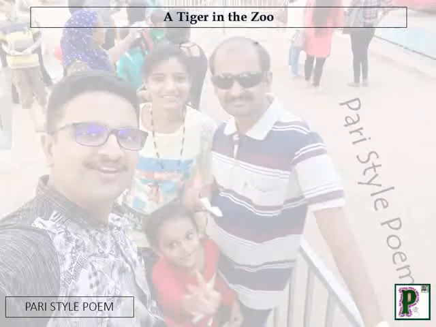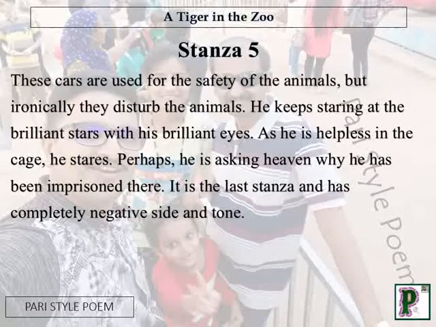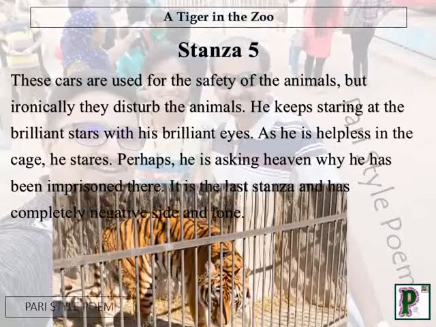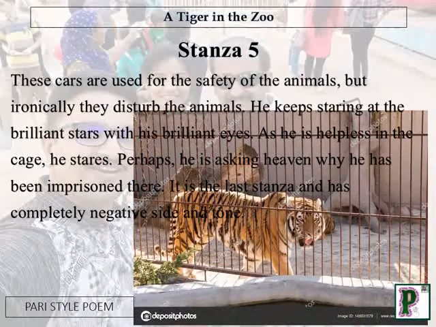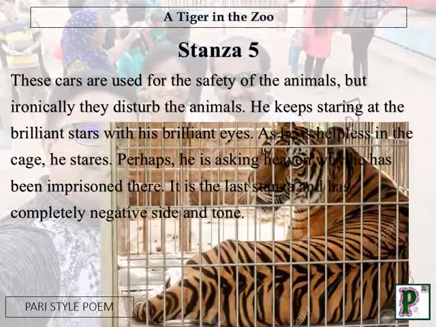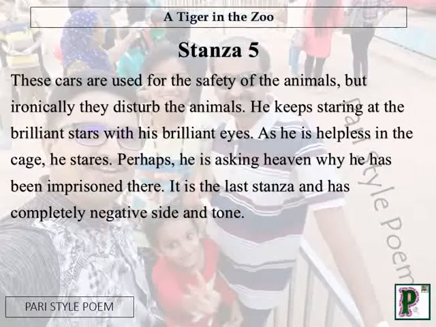These cars are used for the safety of the animals, but ironically they disturb the animals. He keeps staring at the brilliant stars with his brilliant eyes. As he is helpless in the cage, he stares. Perhaps he is asking heaven why he has been imprisoned there. It is the last stanza and has a completely negative side and tone.